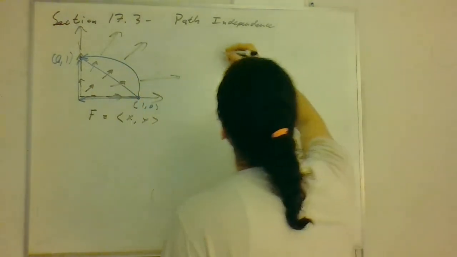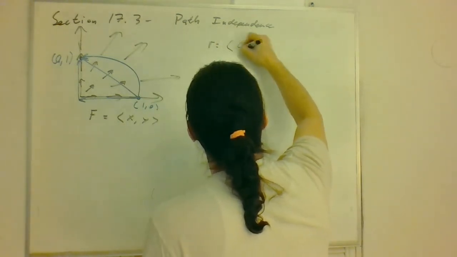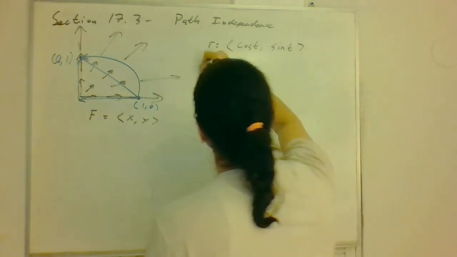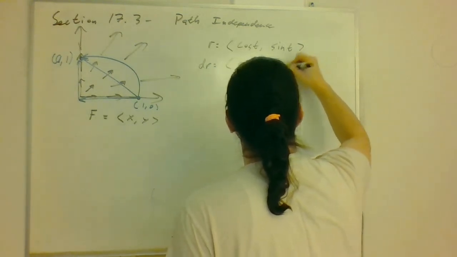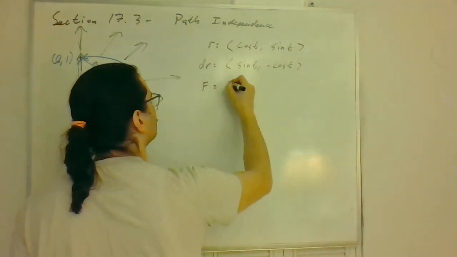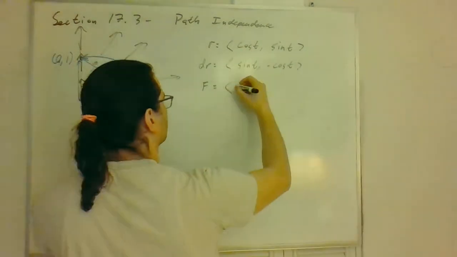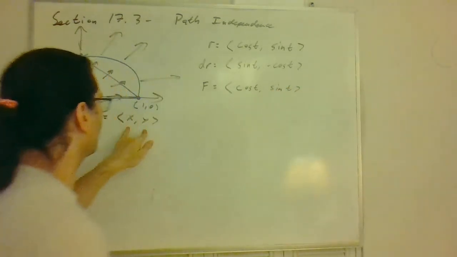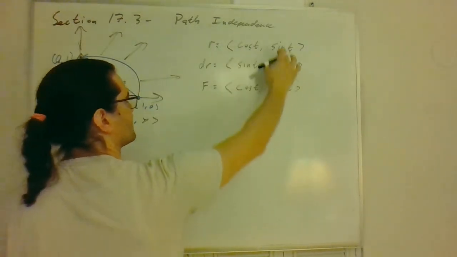Let's start with a circle. If we're doing a circle, the path is cosine t, sine t, and then dr would be sine t, negative cosine t, and f is, if f of x is xy and we need to express this, x here would be cosine t, sine t. Yeah, because this is x, that's why, yes.